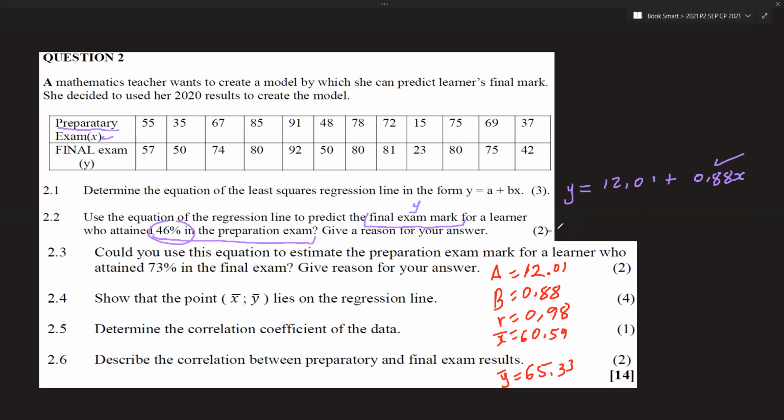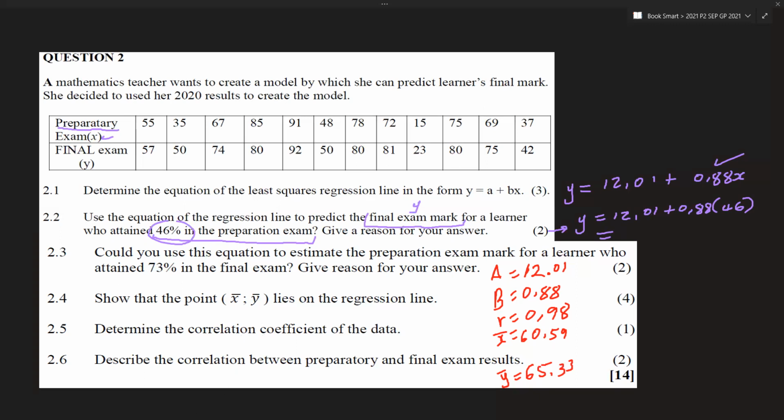So let's do that for this question. Y equals 12.01 plus 0.88, and then we have 46. Don't use the percentage. Remember, when we inserted the data, we didn't put the percentages, right? So even here, you don't. You'll just put the percentage on your answer.